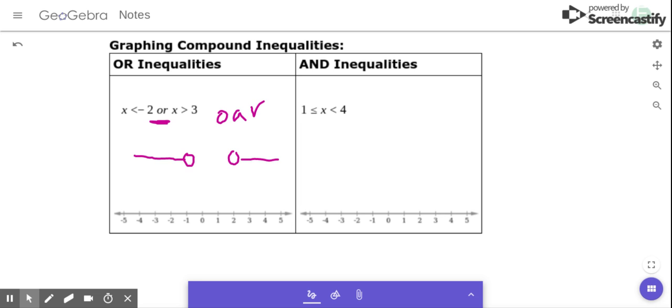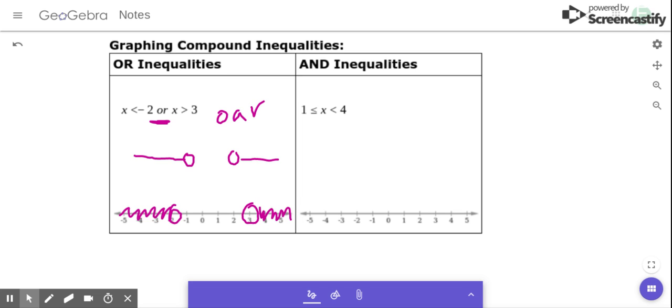Whatever works. X is less than -2. We're going to use an open dot because it doesn't include the or equal to sign on -2. And then I'm going to shade this way. X is greater than 3. I'm going to also use an open dot on 3, and I'm going to shade this way. So I'm shading off to the side. There's a space in between them.